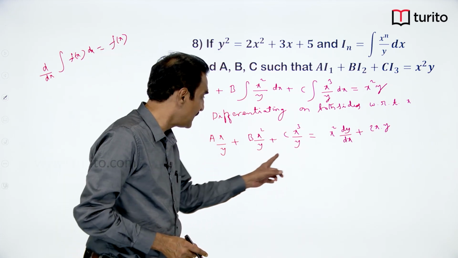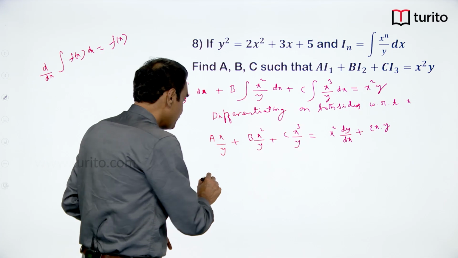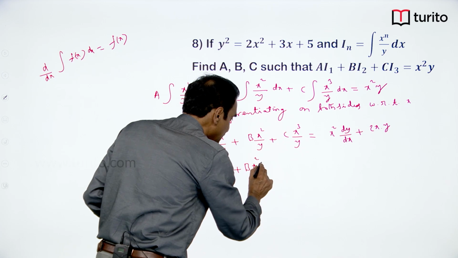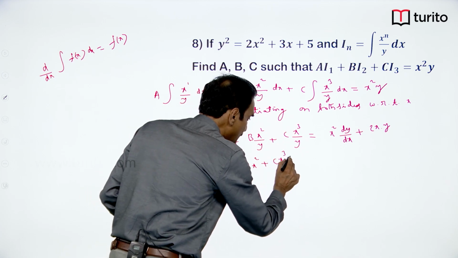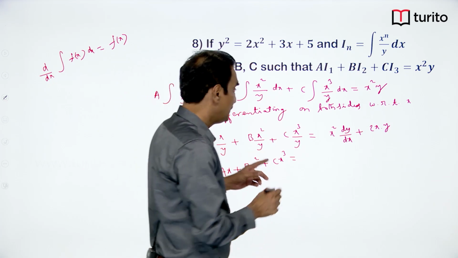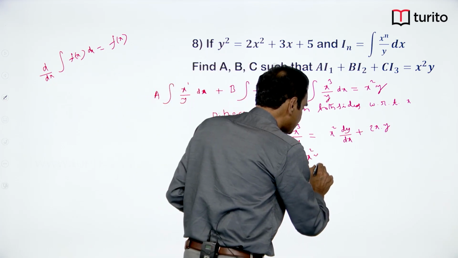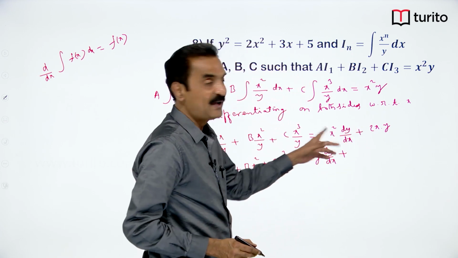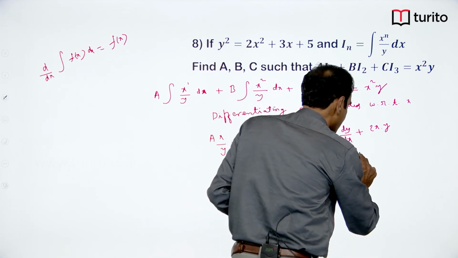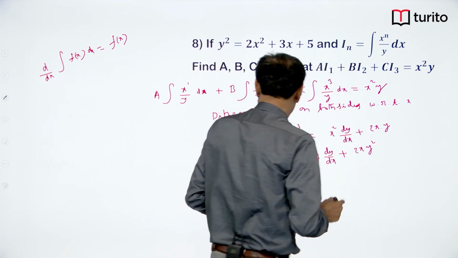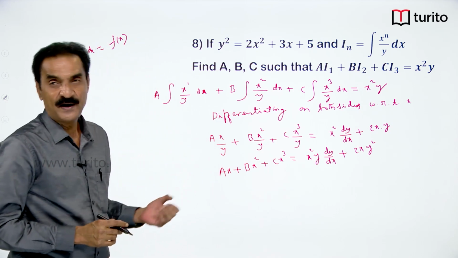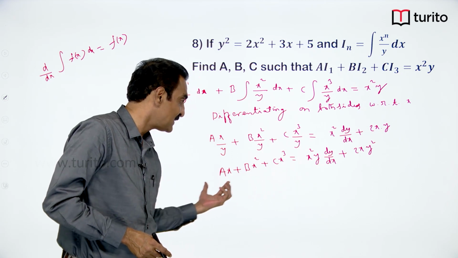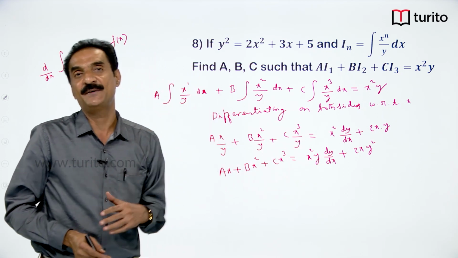Now, cross multiply by this y, you will get Ax plus Bx square plus Cx cube is equal to x square y into dy by dx plus 2x into y square. Now, we need to find A, B, C. For finding A, B, C, we need to write RHS as a polynomial like this and then compare the coefficients.